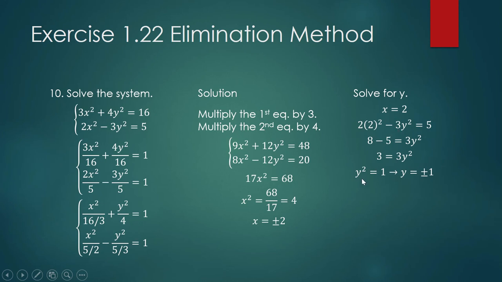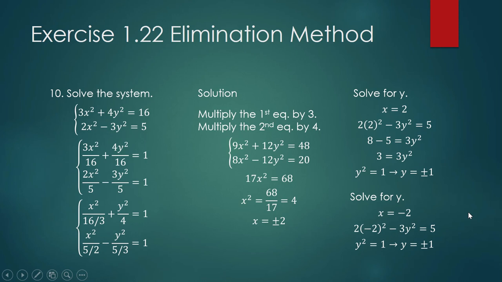So y squared, simplify it. y squared is equal to 1. y is equal to plus or minus 1. What if x is equal to negative 2? So when x is equal to negative 2, again, you substitute and you obtain the same thing. When x is negative 2, y is equal to plus or minus 1.